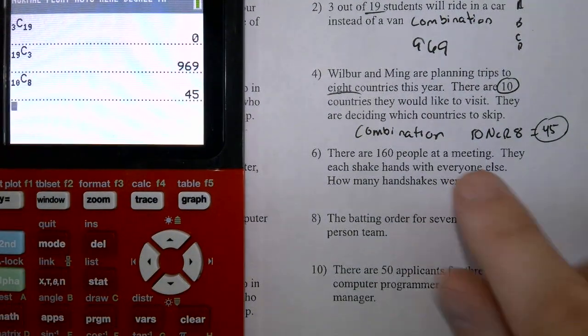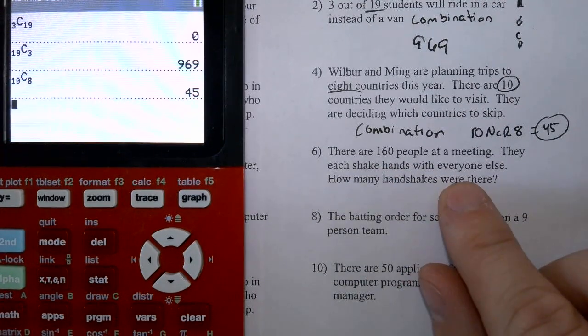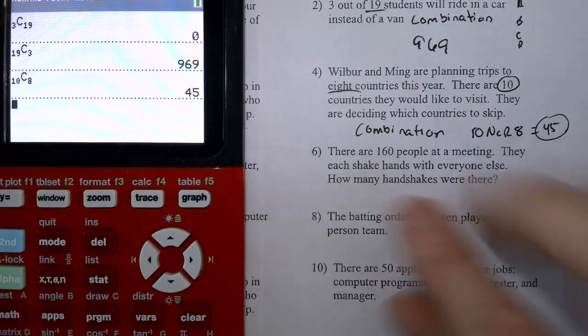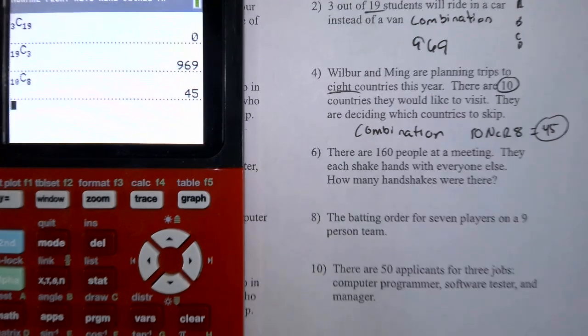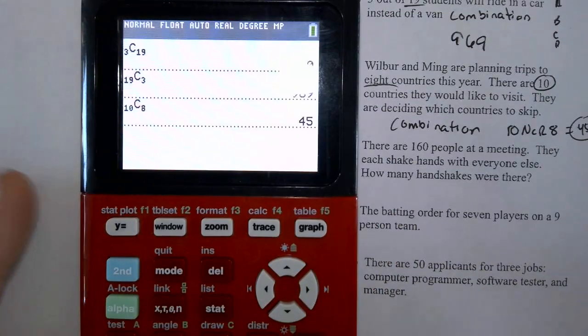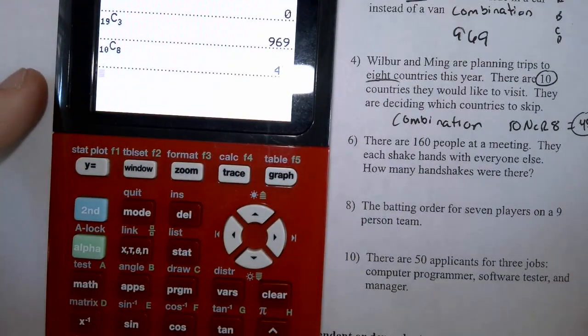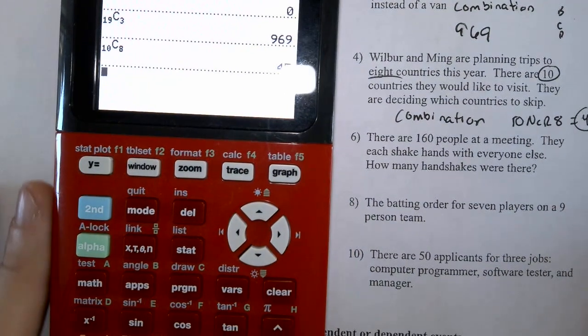Okay, let's do a few more. We got 160 people meeting at random. They will shake hands with everybody else. How many handshakes were there? Ooh. Well, this one's a little tricky. I think I got it. I know it's a combination because it doesn't matter what order they go in, I believe. So with that being said, there's going to be a lot of handshakes.